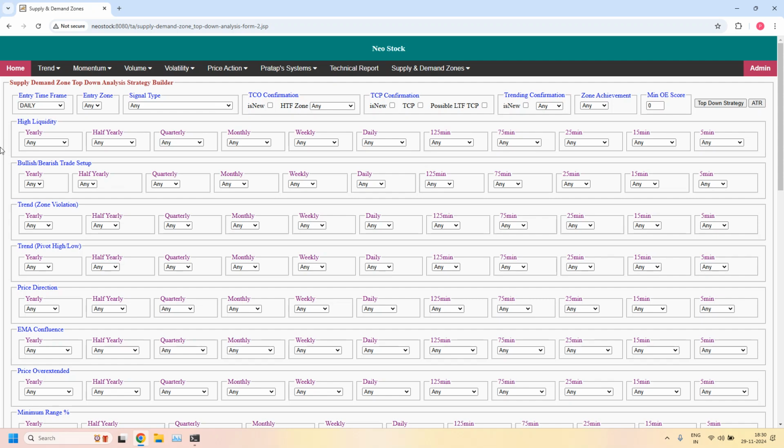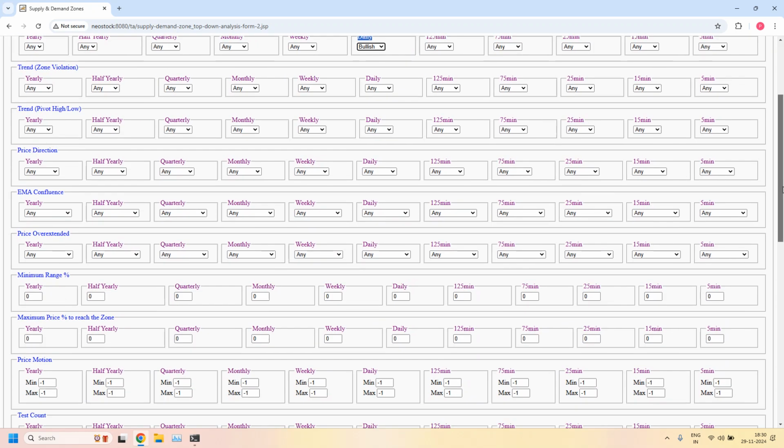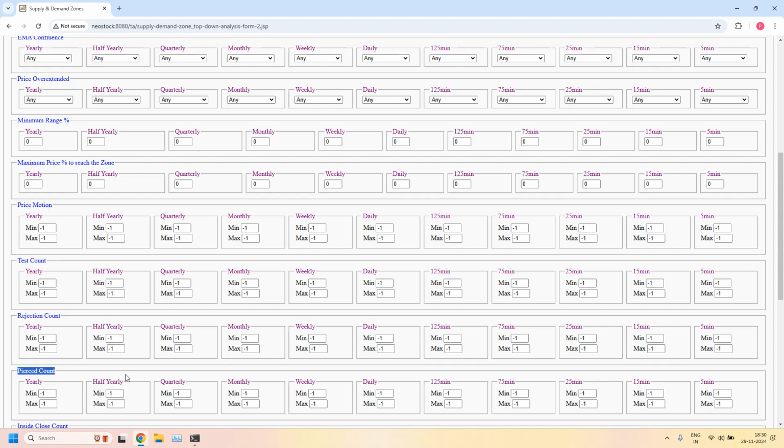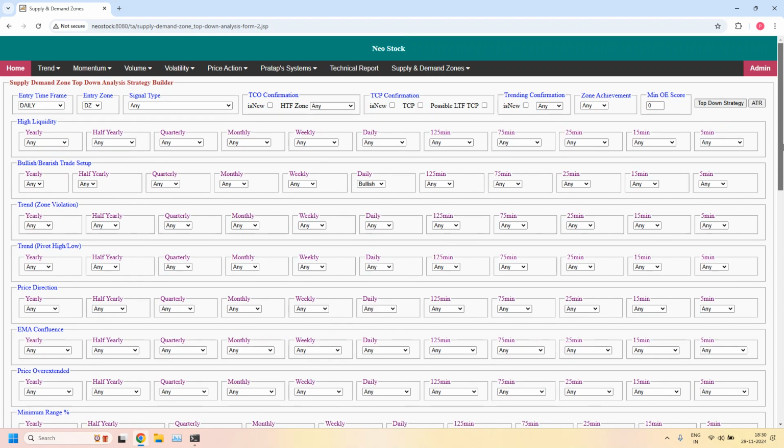First, let's start with the bullish trade setup for monthly income trade, entry time frame daily, entry zone demand zone. In bullish or bearish trade setup, at entry time frame daily, I am selecting bullish. This daily demand zone should not be pierced. So in the pierced count parameter, at entry time frame daily, I am selecting minimum value 0, maximum value 0. That means the daily demand zone should not be pierced.